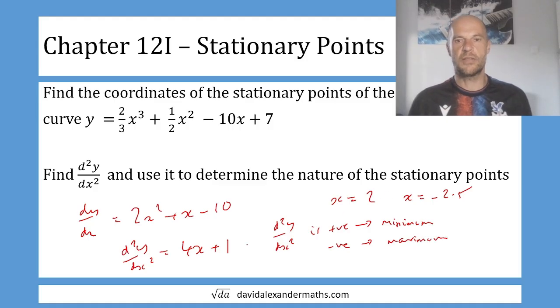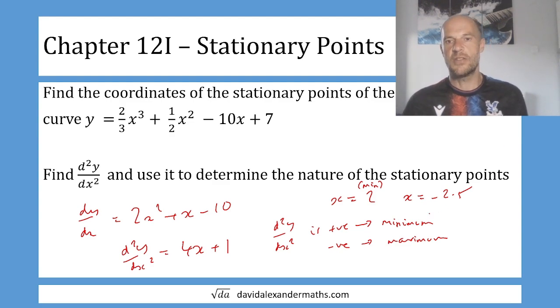Okay, so let's put 2 into here. 4 times 2 is 8, plus 1 is 9. Since 9 is positive, that means this is a minimum point, but we knew that already. And when x is negative 2.5, 4 times minus 2.5 plus 1 gives us negative 9. Since we're getting a negative answer, that means this is a maximum point.